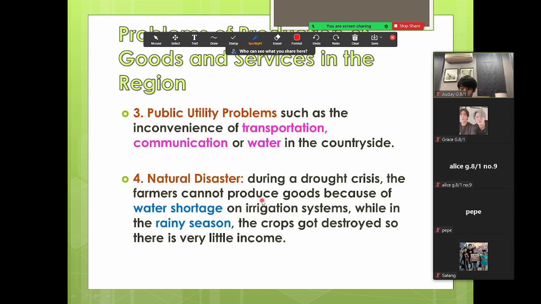And we have the last one here, which is Grace. Please read. Yes. Number 4. Natural disaster. For number 4, we have natural disaster, during a drought crisis. This happens during a drought crisis and the rainy season.